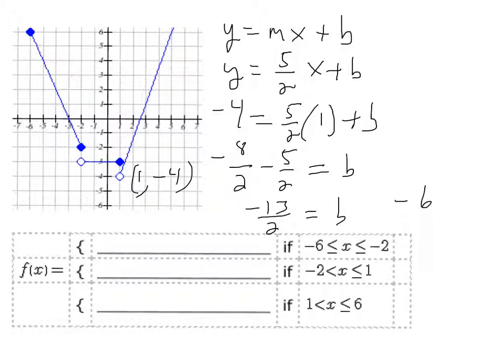Right, 2 goes into 13, 6 times with 1 half left over. So it should cross the y-axis at -6 and a half. About there, I could be convinced that that's about right. So I guess what I would write for an equation is 5 halves x minus 13 over 2, and come up with that answer that way.